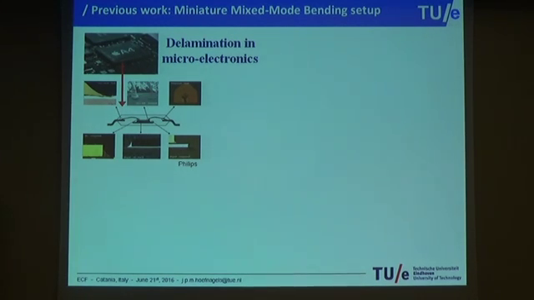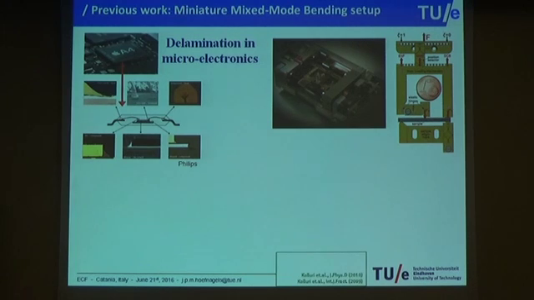But so we did some previous work where we looked at delamination in microelectronics together with Philips. For instance, you have this copper lead frame and the multi-component epoxy, and there are all these interface cracks going on. And to do this, this is previous work, right? Some years ago, we developed a miniature mixed mode bending setup to do delamination tests at a very small scale, in mode 1 all the way up to mixed mode. So we could choose this.